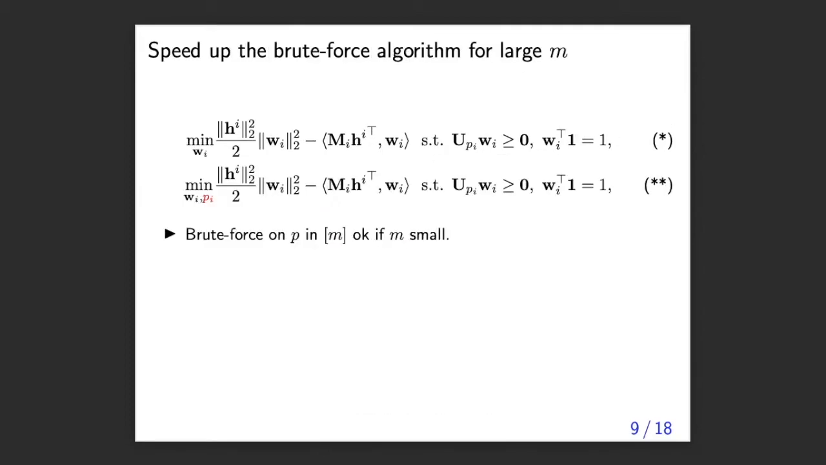So let me summarize where we are. We want to solve the NUMF problem by BCD. The bottleneck of the BCD is the subproblem of W. We have the star and the star-star problem. We are using brute force on all the P for the star and picking the best P for the star-star. Brute force is okay if the search space of P, that is, all the integers in M, is small. However, in general, M can be very large, that is, the dimension of W can be very large. So brute force is not okay. We need a speed up.